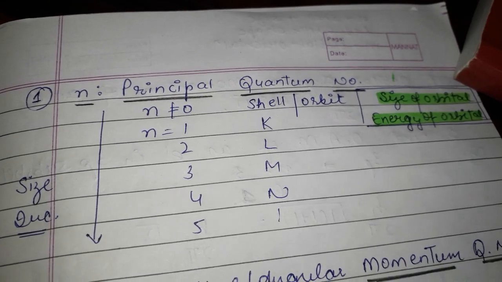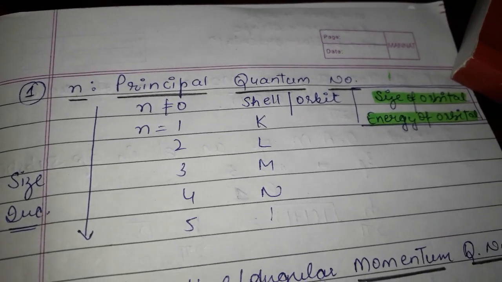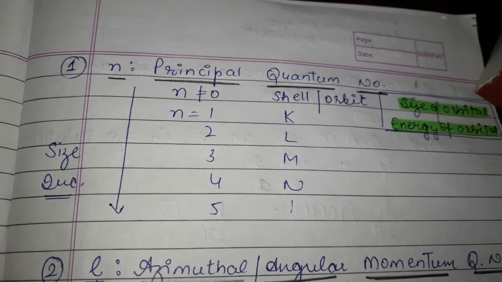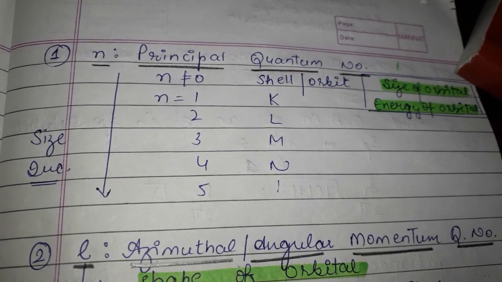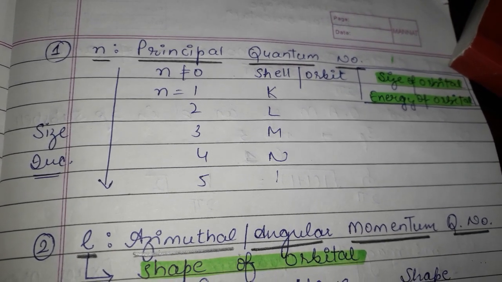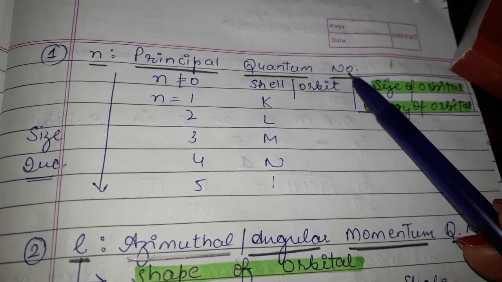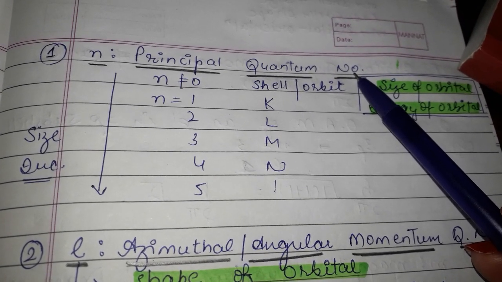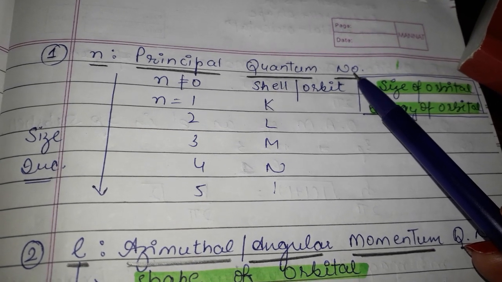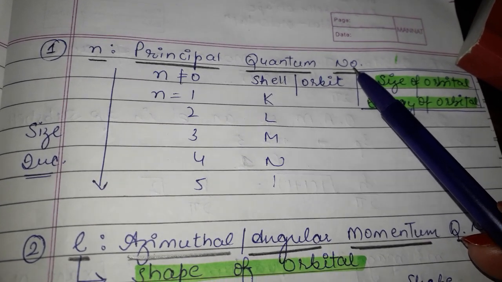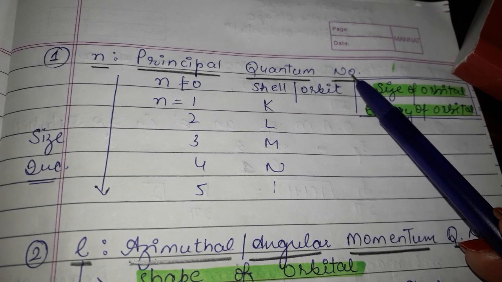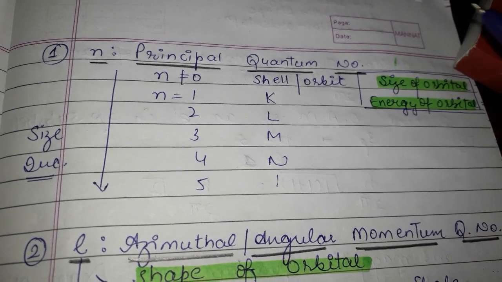This is the video related to the quantum numbers. There are 4 quantum numbers in our chemistry, that is N, L, M and S. N is the principal quantum number, L is the azimuthal or angular quantum number, M is the magnetic quantum number and S is the spin quantum number. We'll study all the quantum numbers in detail.